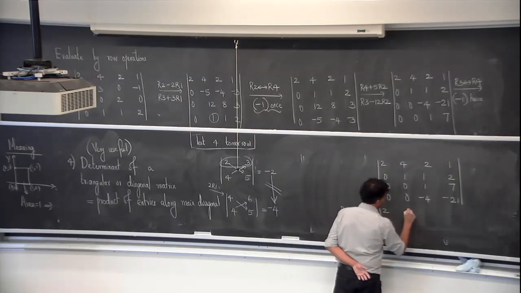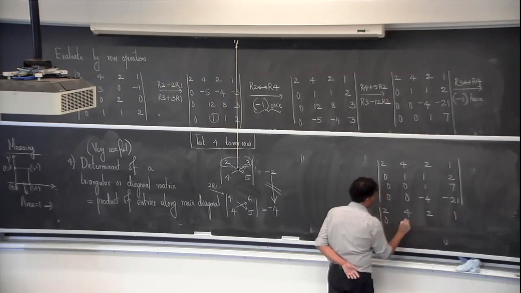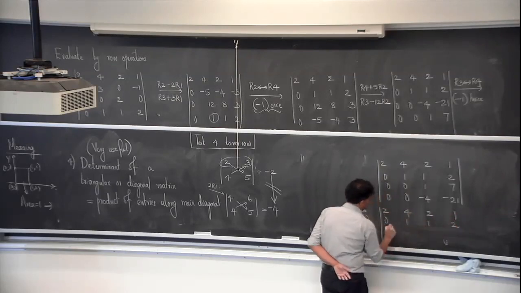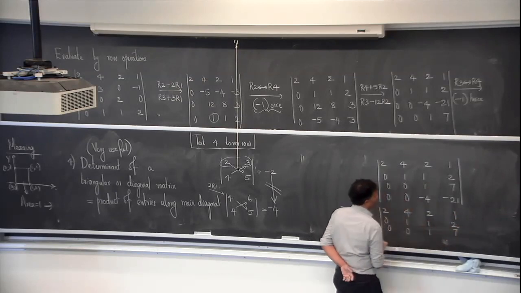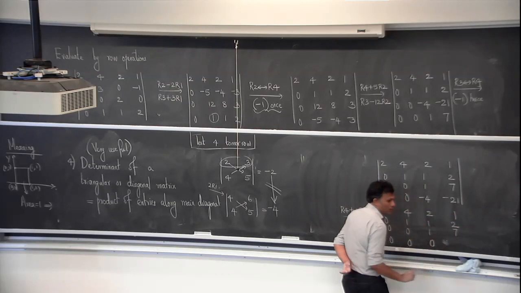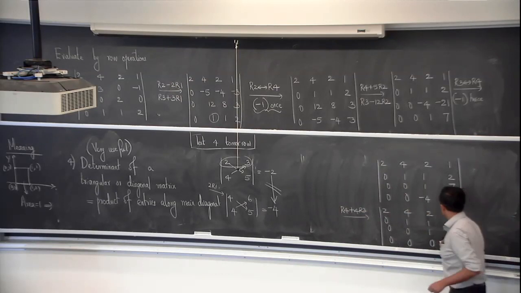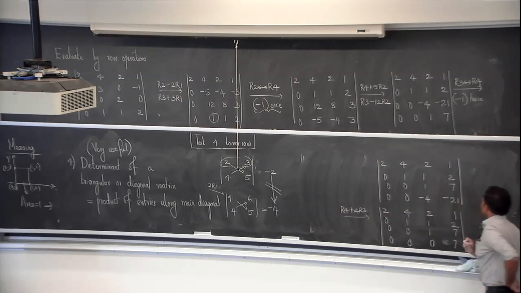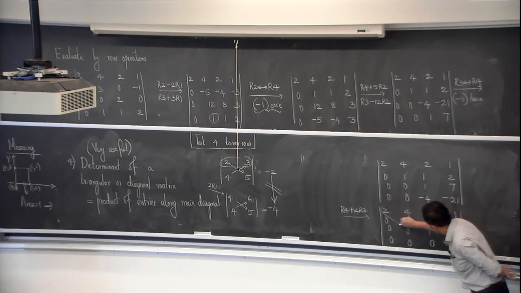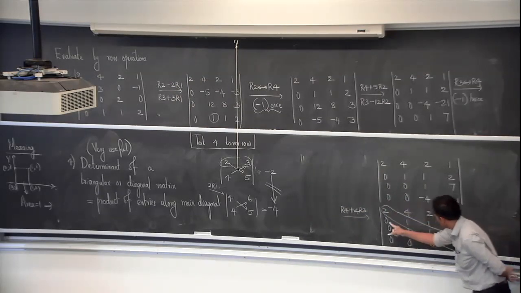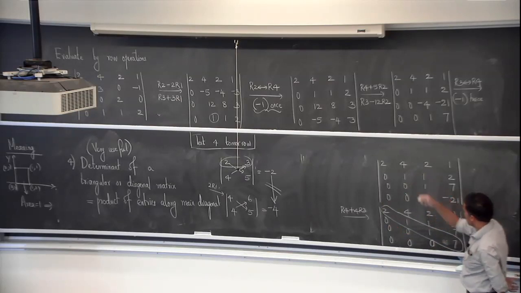It's 2, 4, 2, 1; 0, 1, 1, 2; 0, 0, 1, 7; and 0, 0, 0, 7. That is an upper triangular matrix because we got zeros below the main diagonal. This is the main diagonal here. There are zeros below it, and that's the property that I wrote earlier. If this is what you get, the value of the determinant would be 2 times 1 times 1 times 7, which is 14.